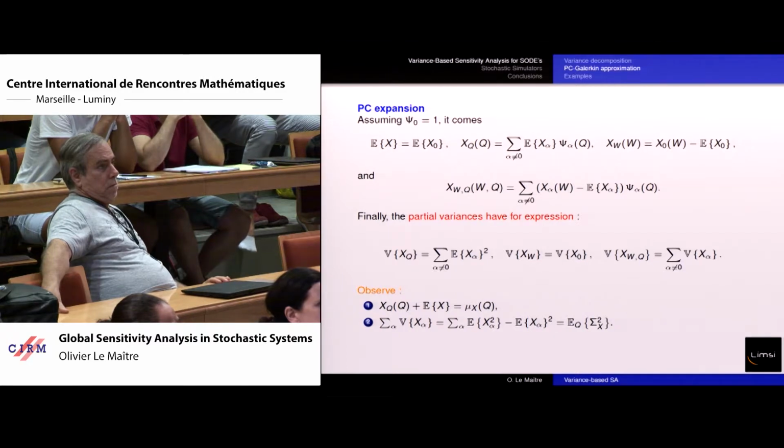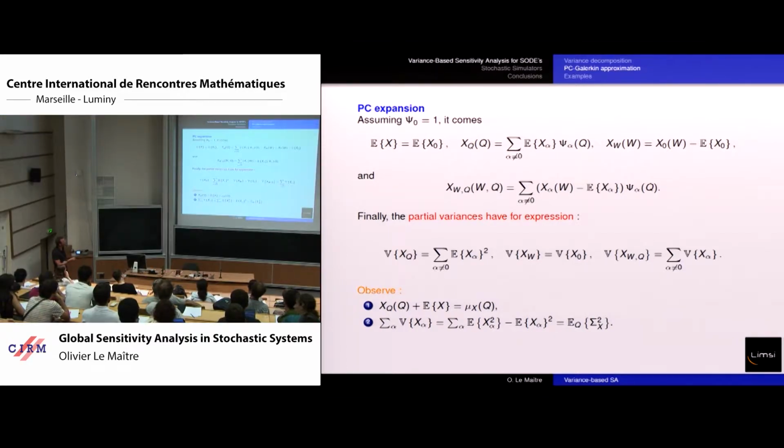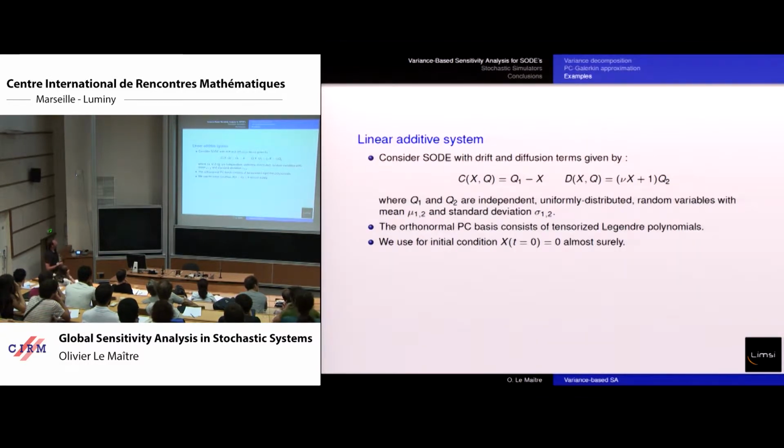And now I can have the expression of the different functions in the Sobol-Hoeffding expansion and the expression of the different partial variances. If you want to compute, say, the partial variance due to W only, you have to compute the variance of x0. So for each trajectory, you average with respect to the parameter, and you look at the variance of the result. But this is made quite easily thanks to the polynomial chaos expansion. Well, maybe I didn't mention, but the typical bases we use here are polynomial chaos, so it's polynomial functions.